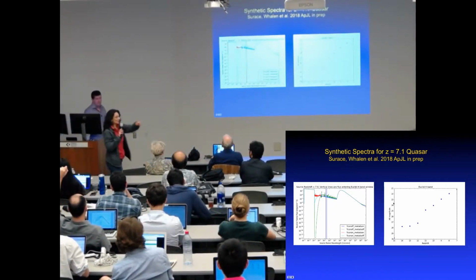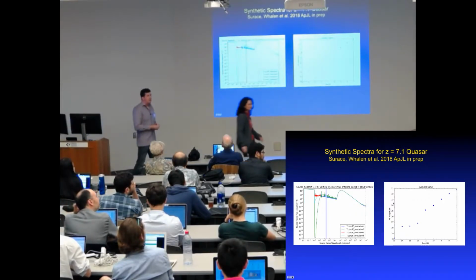We have time for one question. Go ahead. How does the black hole accretion rate trace the star formation?